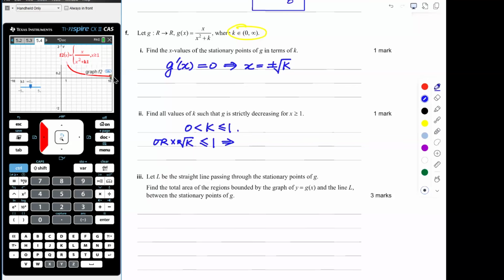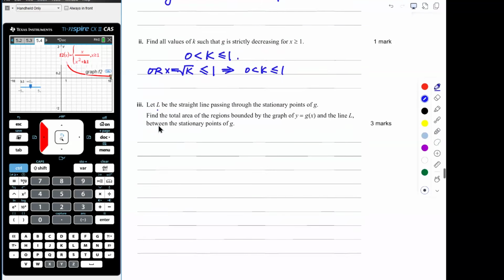And then you will get, let's say, 0 less than k less than or equal to 1, something along this line. All right. Okay, a lovely question, but not intrinsically hard, I would say.